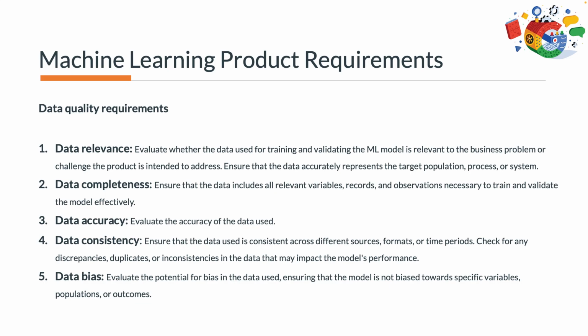The next one is data completeness. Ensure that the data includes all the relevant variables, records, and observations necessary to train and validate the model efficiency. Then data accuracy is important. Evaluate the accuracy of the data that is used to train the model. Then data consistency. Ensure that the data used is consistent across different sources, formats, or time periods. Check for any discrepancies, duplications, or inconsistencies in the data that may impact the model's performance. And the last one is data bias. Evaluate the potential for bias in the data that is used. Ensure that the model is not biased towards specific variables, populations, or outcomes.